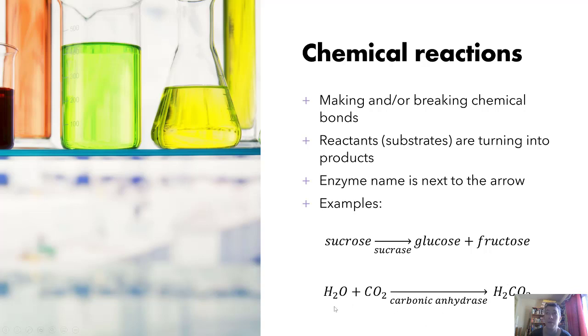Here's another example. The process of combining water with carbon dioxide happens in your blood. The enzyme carbonic anhydrase is going to speed up this reaction, and the water and CO2 will be turned into the product H2CO3, which is also known as carbonic acid.